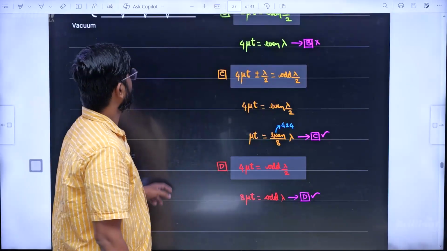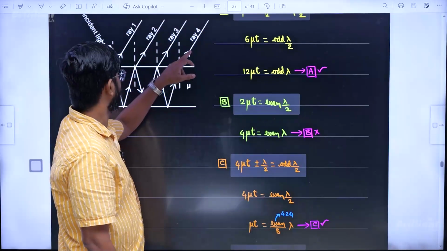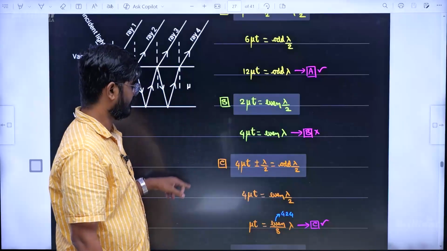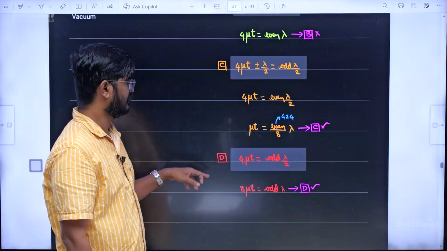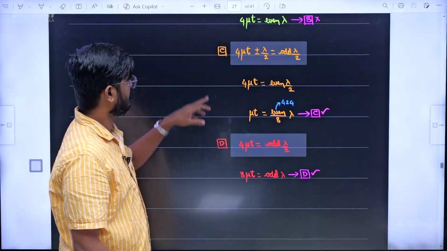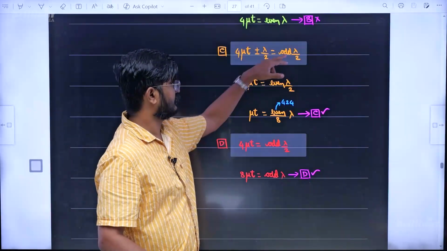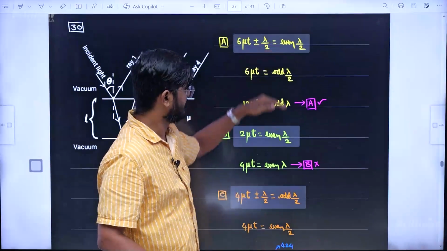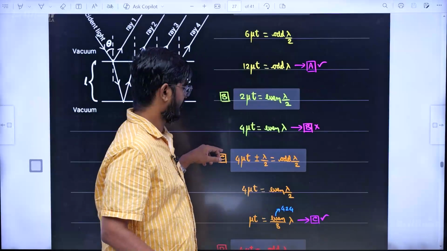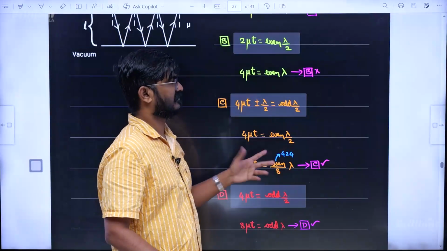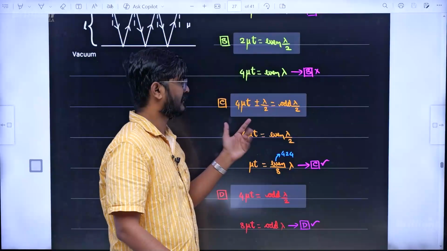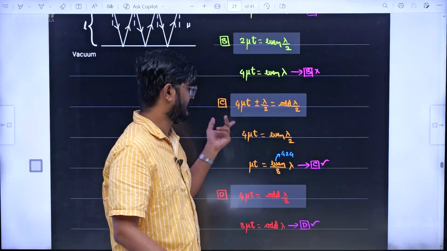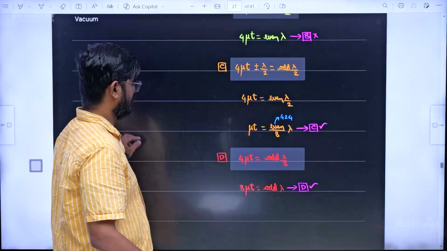Then again, ray 2 and 4, there is no extra phase difference. Ray 2 and 4 is traveling an extra path of 4 mu t. 4 mu t should be equal to, okay, sorry, these two are destructive, so odd lambda by 2. These two are constructive, so even lambda by 2. Even lambda by 2 plus or minus lambda by 2 will be odd lambda by 2. Odd lambda by 2 plus or minus lambda by 2 will be even lambda by 2. All those things you will be knowing.